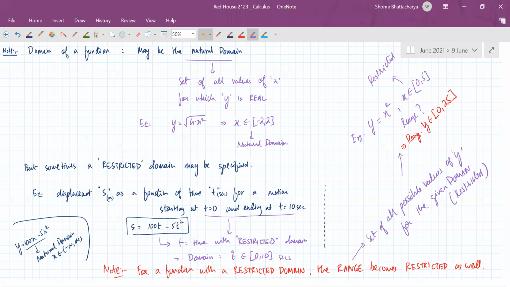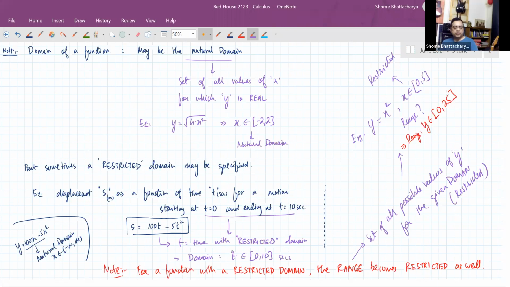If it is specified that x is between minus infinity and positive infinity, then too will it come in restricted domain or natural domain? No, if the question, for example, said y is equal to x square, where x belongs to all real numbers, then okay, the domain is specified, but it's not restricted now because it's equal to the natural domain only. You understanding the point, beta?